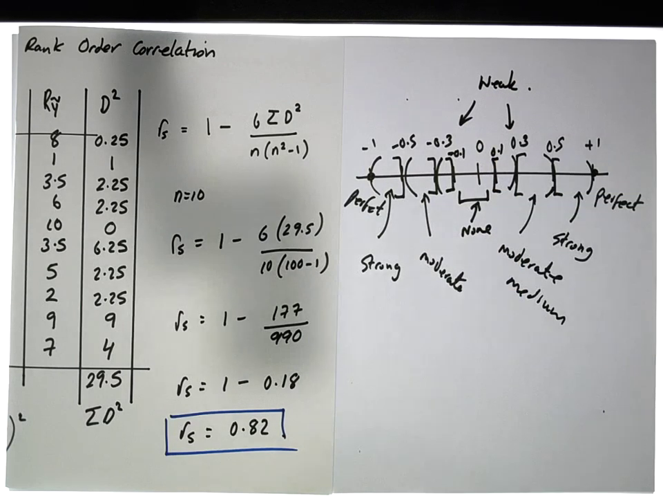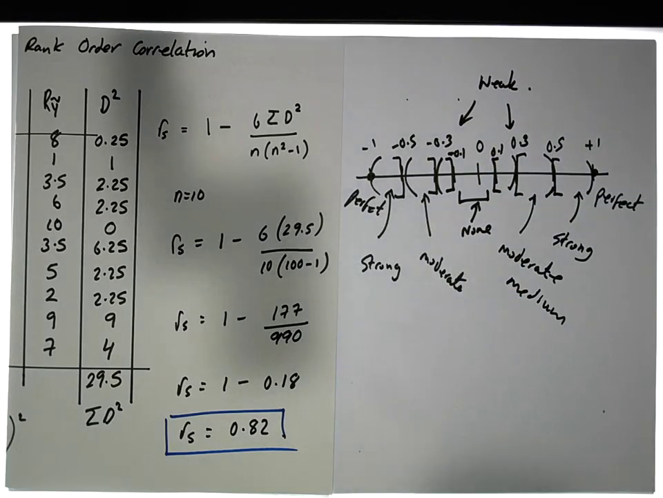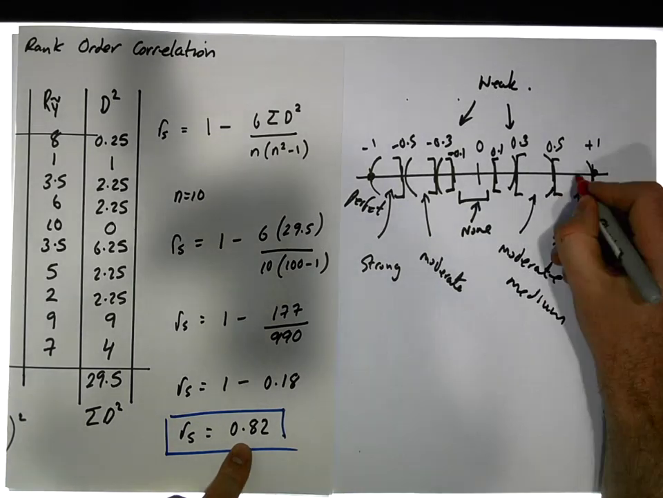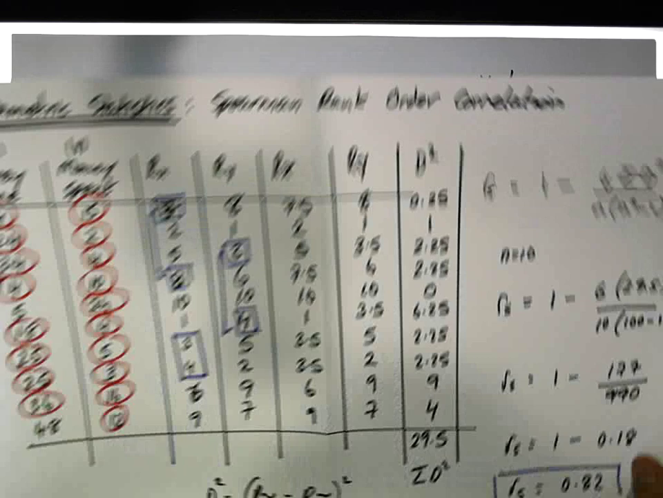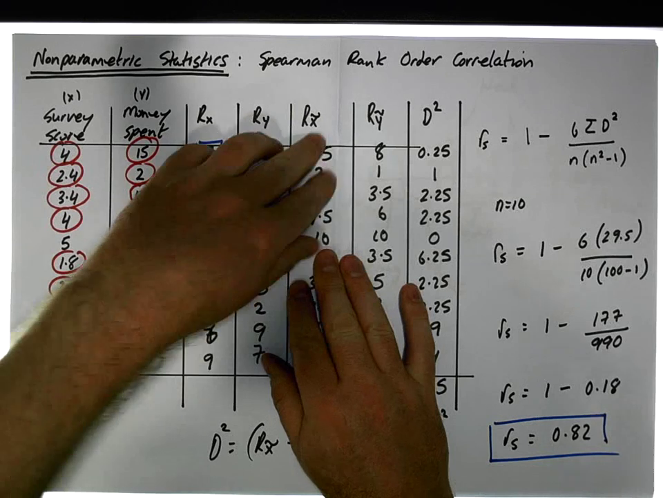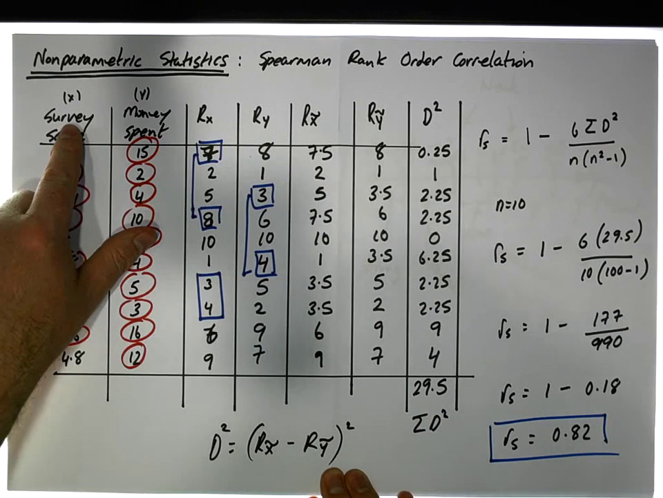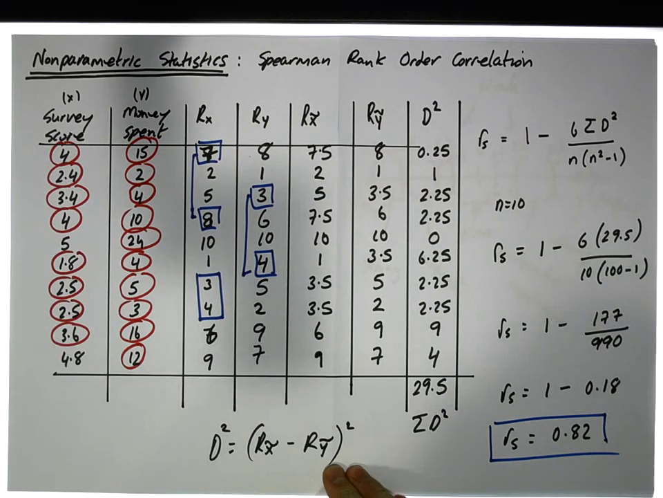Okay, and you can see that our correlation coefficient is 0.82, and 0.82 is in here. It's a positive value, so there's a positive, strong association between a respondent's score on the survey and how much money they spend typically for lunch, if that makes sense.